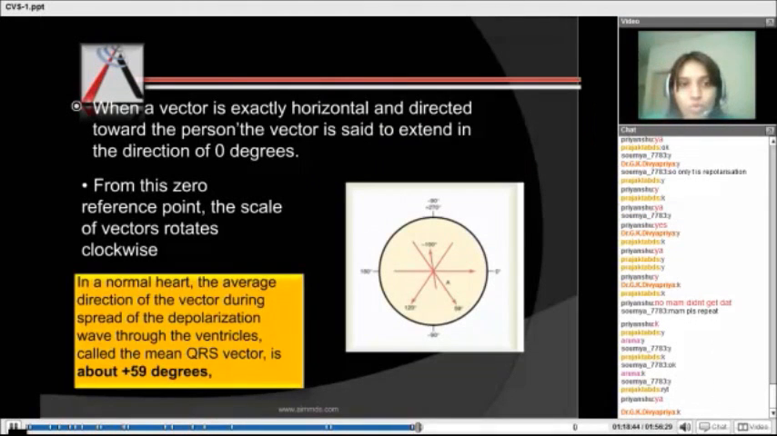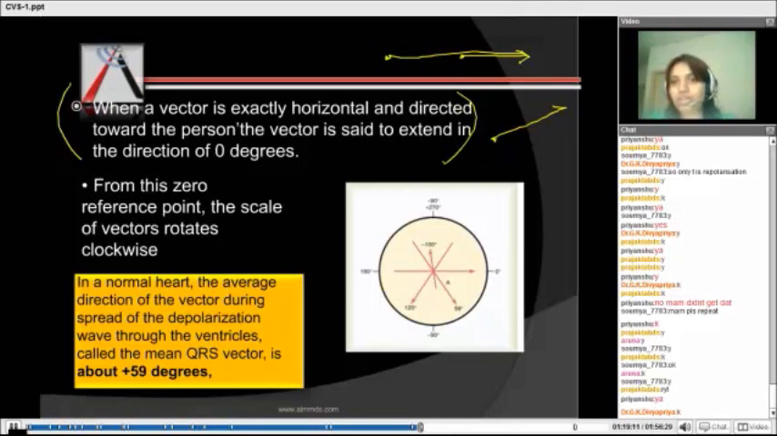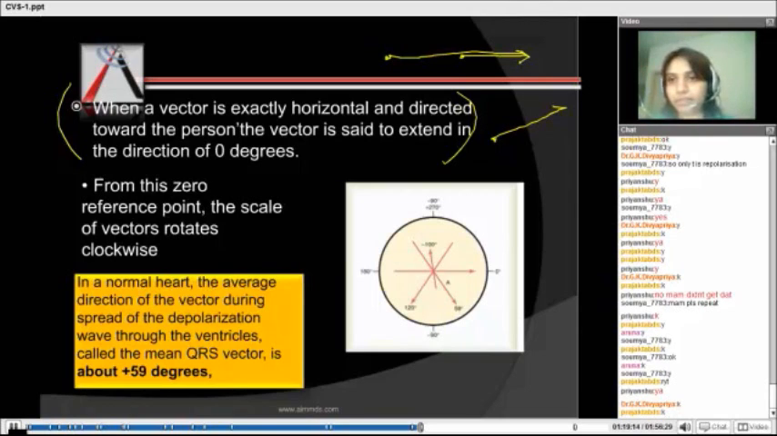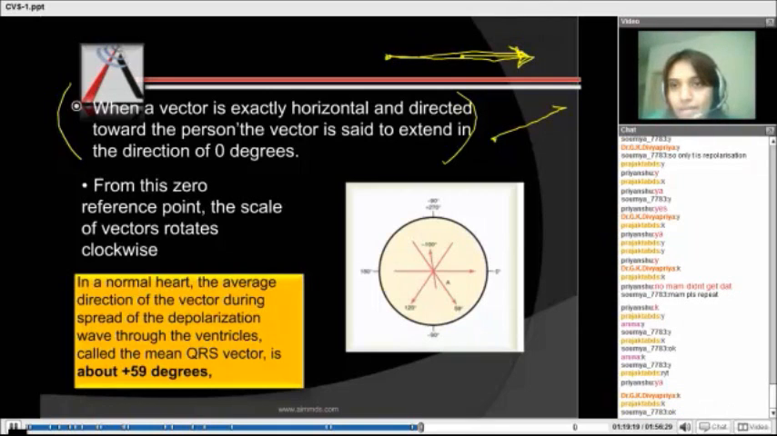Right? So, in a normal heart, the horizontal is basically the direction towards the person's left arm. If you start from the heart and go towards the person's left arm, that gives you the horizontal. Okay, the direction of the vector is towards the left arm. Right? That defines our horizontal.